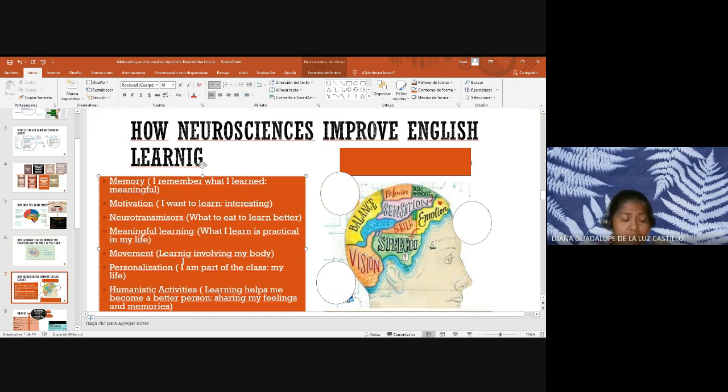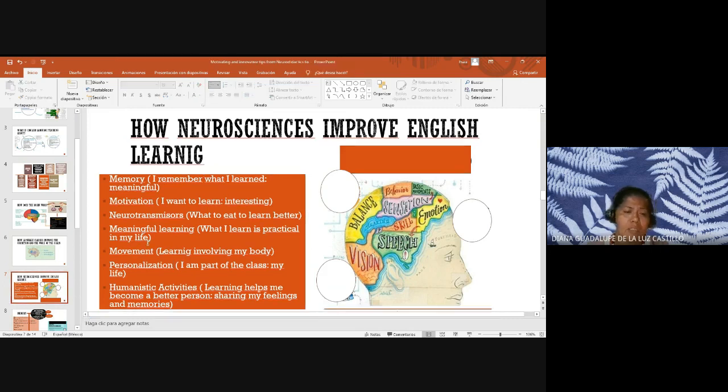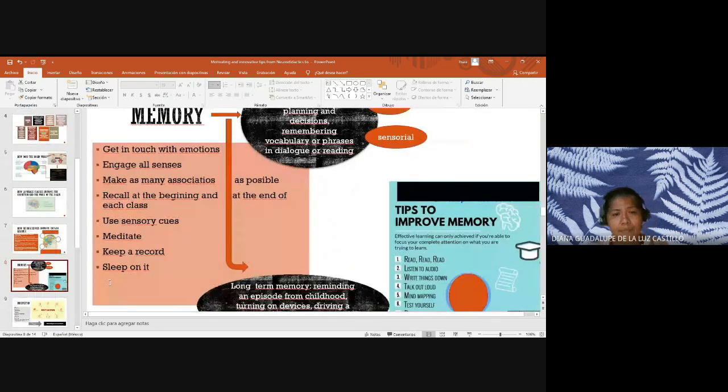We also have humanistic activities as part of the neurosciences, as part of the neurodidactics. And humanistic activities help students become better people. In general, they share their feelings and they improve their memory with humanistic activities. So we'll continue with the next idea.